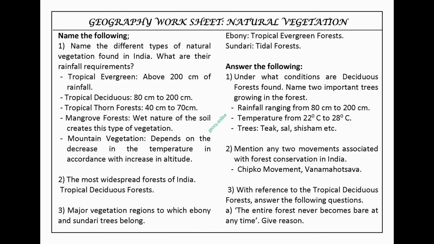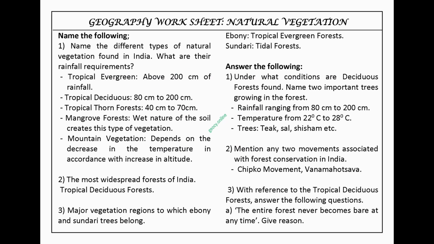Geography worksheet, Natural Vegetation. Name the following. Name the different types of natural vegetation found in India. What are their rainfall requirements? Tropical evergreen, above 200 centimeters of rainfall. Tropical deciduous, 80 centimeters to 200 centimeters. Tropical thorn forests, 40 centimeters to 70 centimeters.